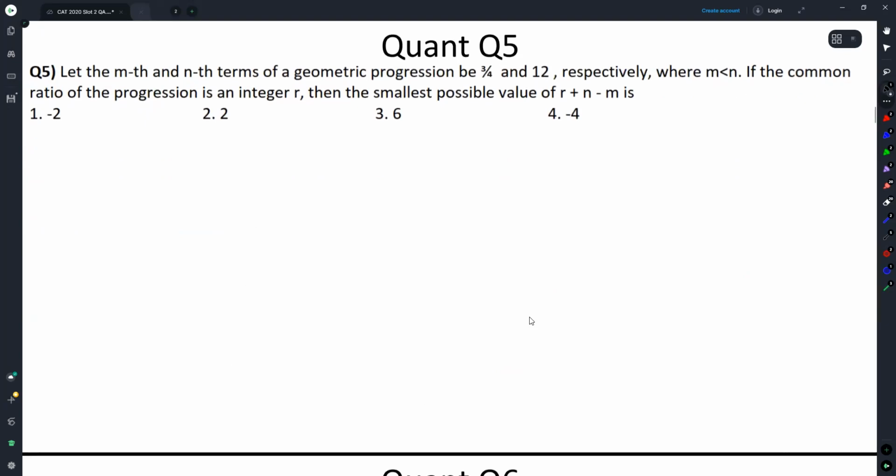Let the mth and the nth terms of a geometric progression be 3 by 4 and 12 respectively, where m is lower than n. If the common ratio of the progression is an integer r, then the smallest possible value of r plus n minus m is? M is lower than n. So I'm saying let the first m is 1 only. First term is 3 by 4. And then after some time, we get to 12. Cool. We don't know. This is the nth term.